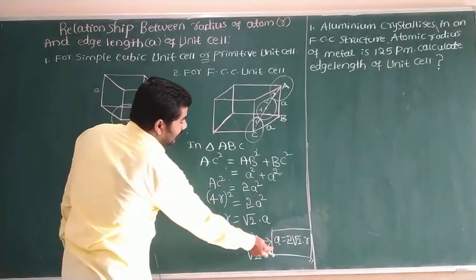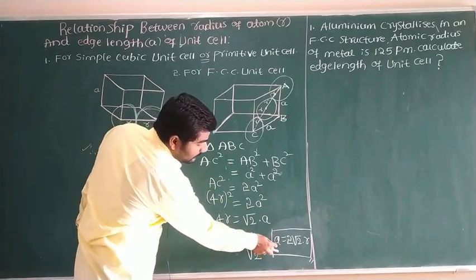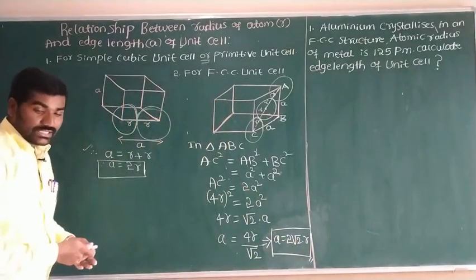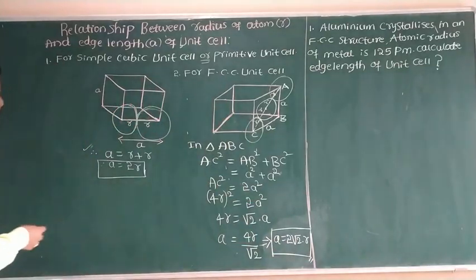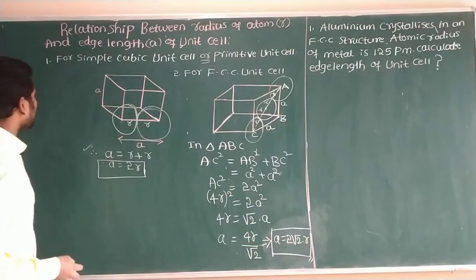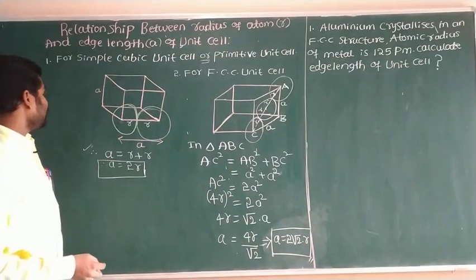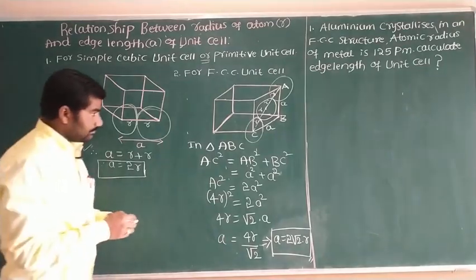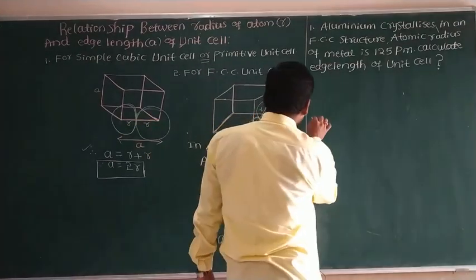Therefore, this is the relationship between edge length of the unit cell and radius of the atom for FCC unit cell. Similarly, you can give the relationship between edge length as well as radius of atom for BCC unit cell. So, we will discuss for BCC unit cell.